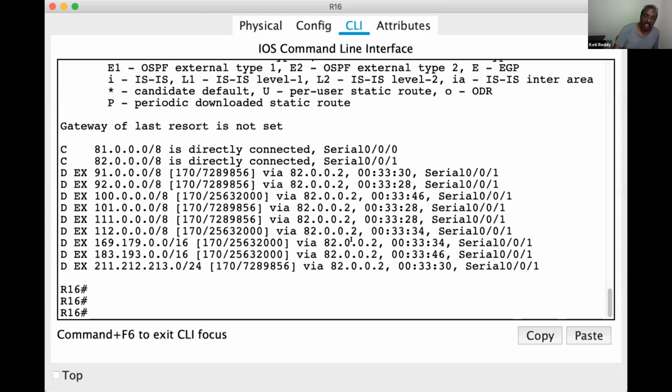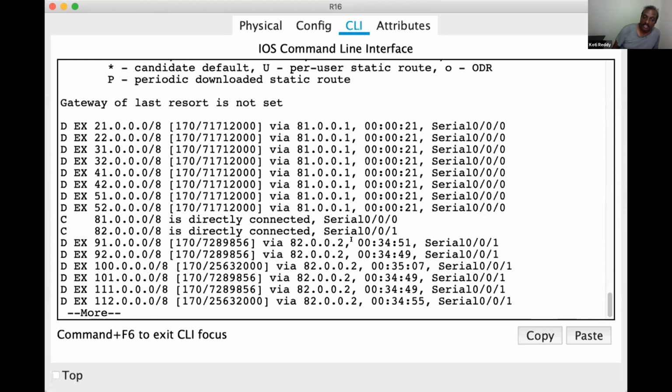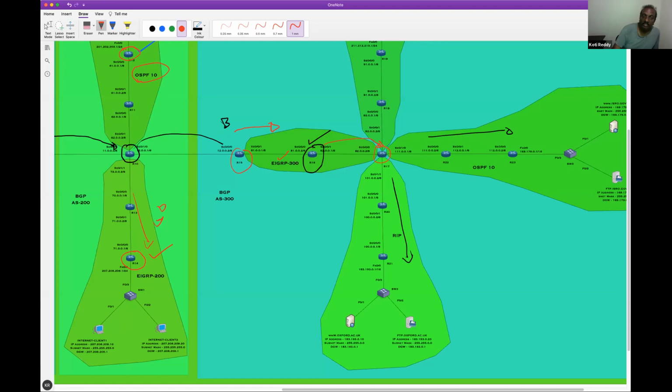Let's go to R16 and see the routes now. I go to R16. There I give the command show IP route. I should see all these routes. 20 series, 30 series, 40 series, 50s I can see on R16. So will they go to R17 also? They would have gone to R17 also, right? Let's go to R17 also now. I go to R17.